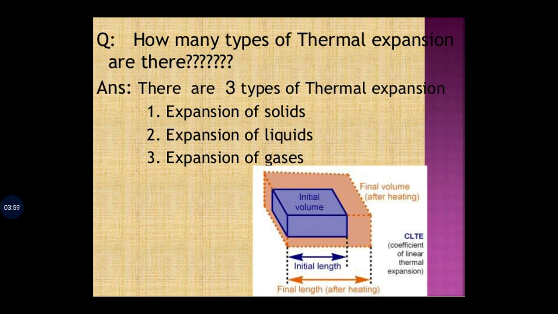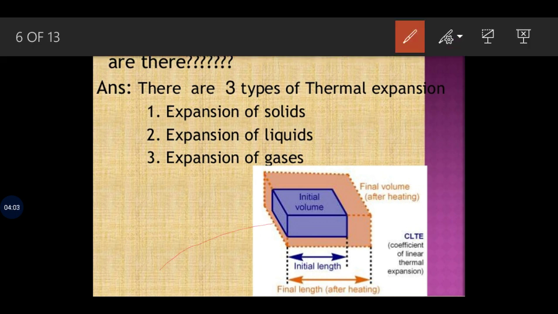The figure represents a violet cube and an orange cube. The violet cube represents the initial volume, and the orange cube represents the final volume. The initial cube has the initial length, and the orange cube has the final length. Before heating the length is very small; after heating the length is very high. Here we can find out the coefficient of thermal expansion.